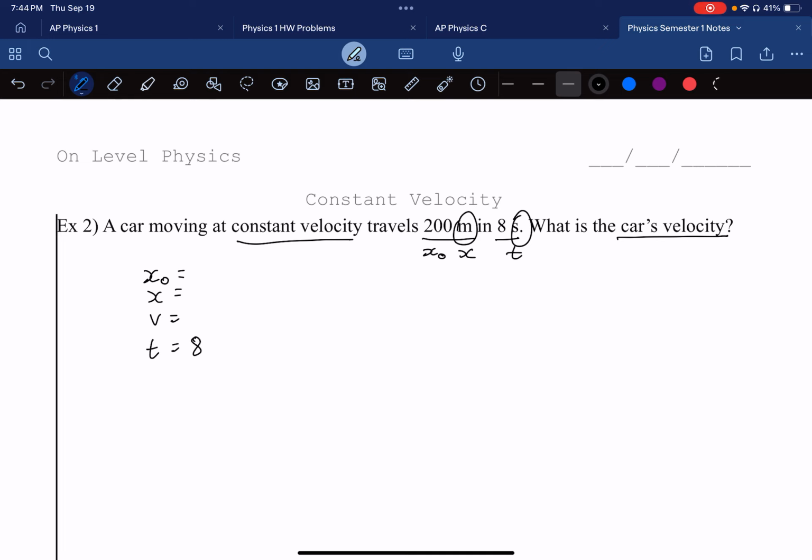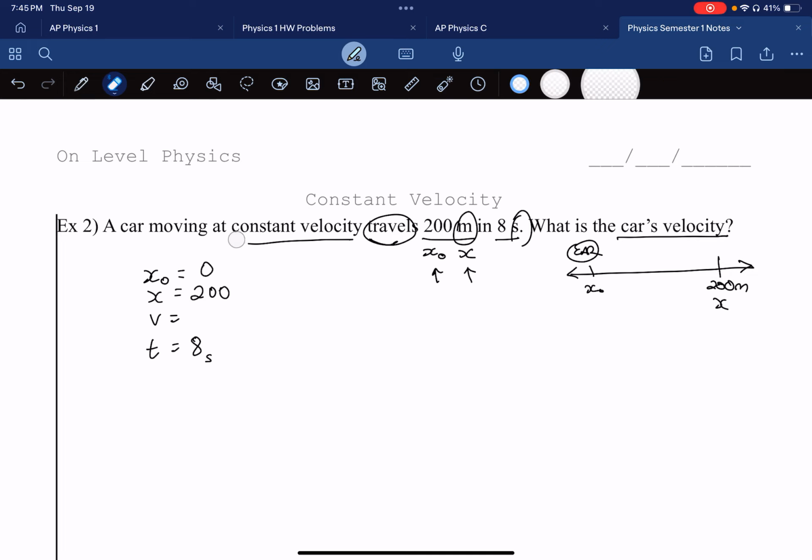So time is very easy. It's usually one of the easier ones. And we need to think, is this the starting position of the car, or is this 200 meters the final position of the car? Well, it says it travels that far. So I'll get my number line here. Here's the starting position x naught. Now if the car travels 200 meters, I would argue that that is the final position x. And that is going to be true if this is also 0. This is one of those cases where we can put 0.